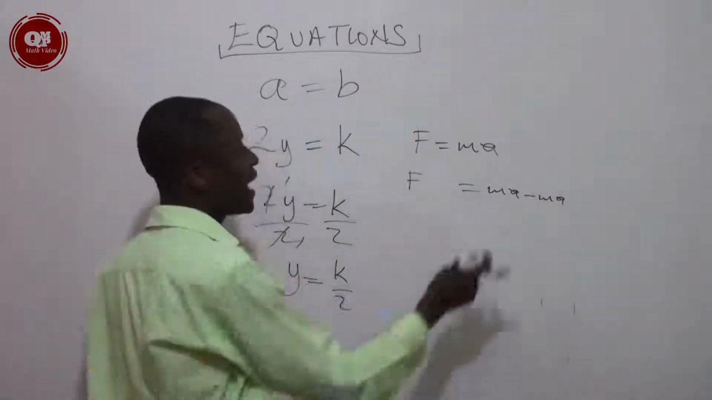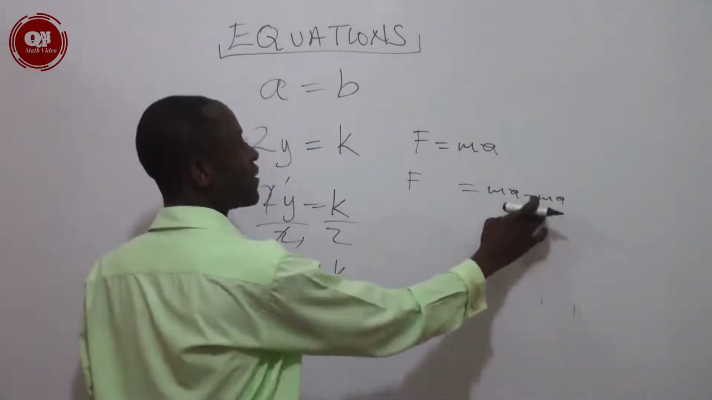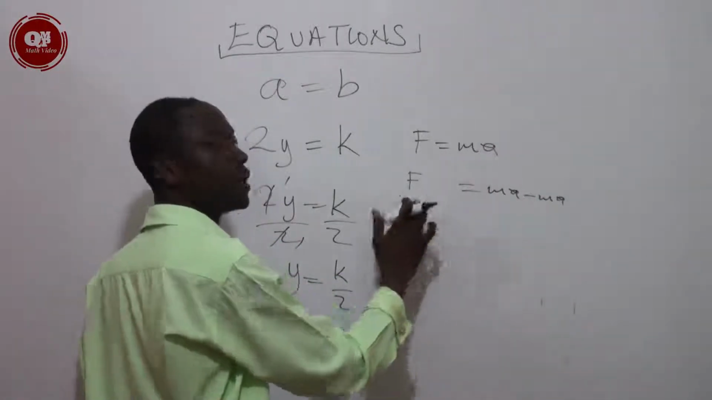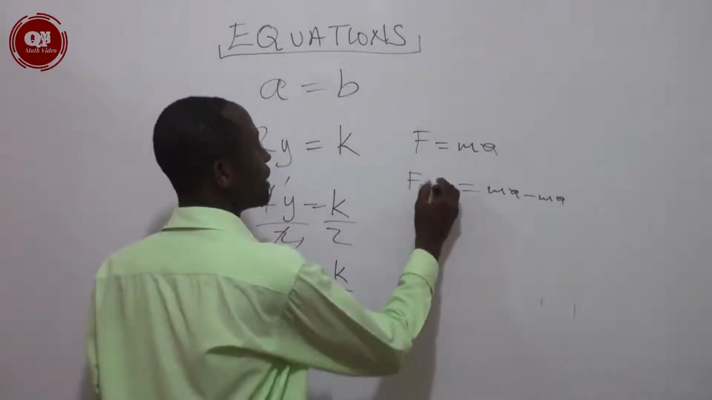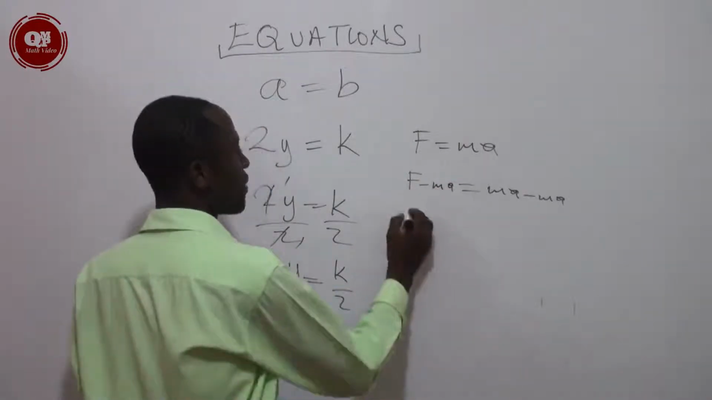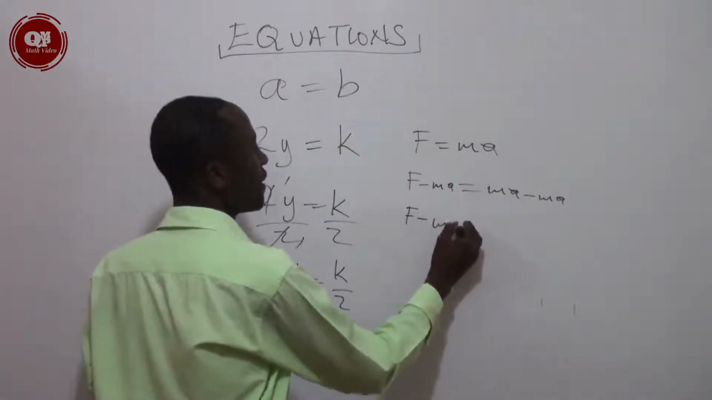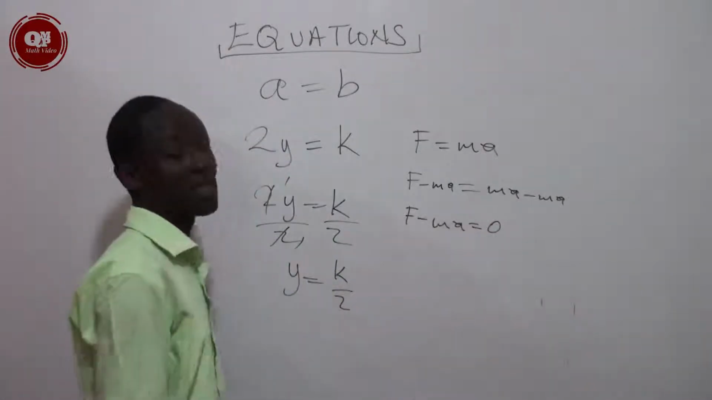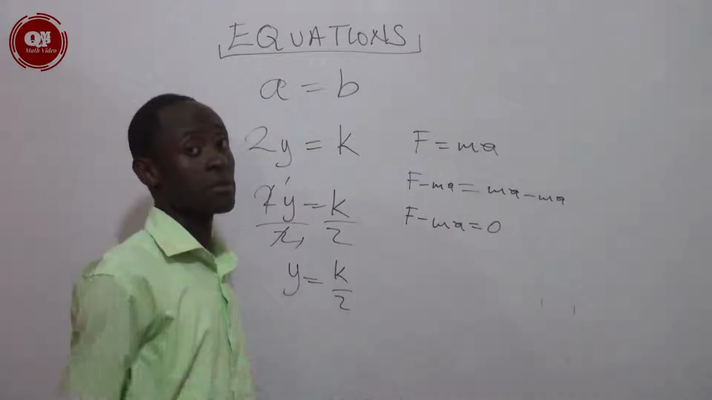And once you have added negative ma to the right hand side of the equation, it means you have to add another negative ma to the left hand side of the equation. So we have negative ma. For that matter, we have F - ma. That gives us a 0. This is another way in which you can write an equation, and it is still the same thing.